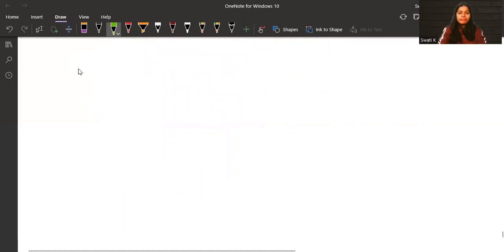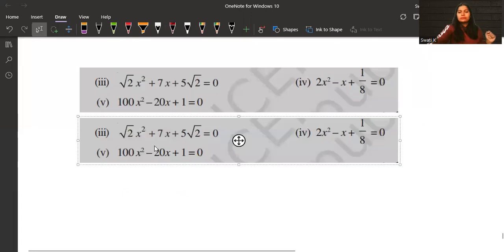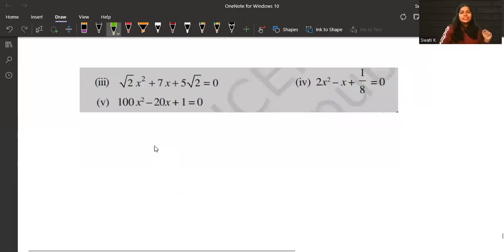Now we are done with all the 4 questions except the last one. Let's quickly finish that question as well, which is our 5th question. We just have to solve this one: 100x square minus 20x plus 1 equals 0. You know that we have to remove this 100.